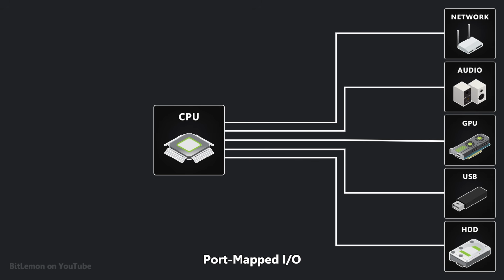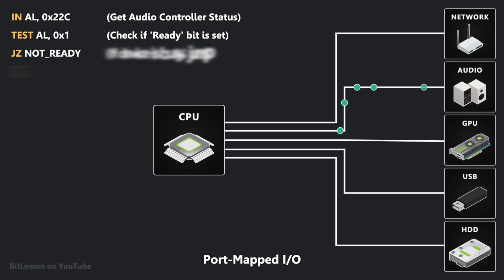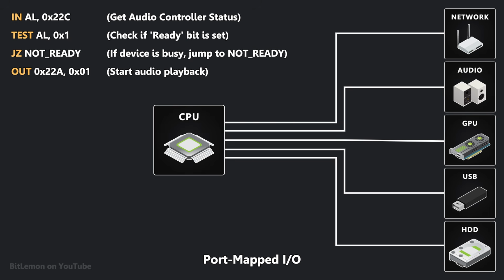A processor that needed to communicate with a device would execute an I/O instruction which selected a specific device and port, then read from or write to the selected port.